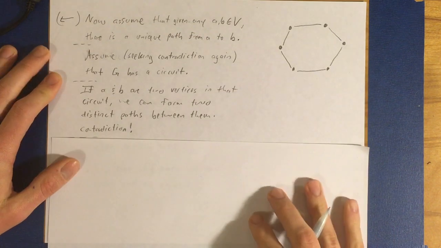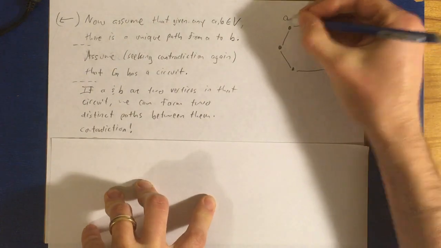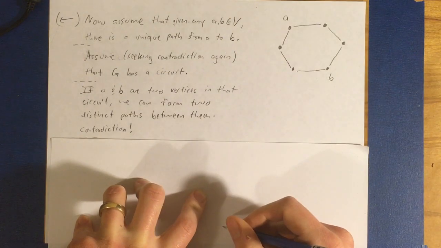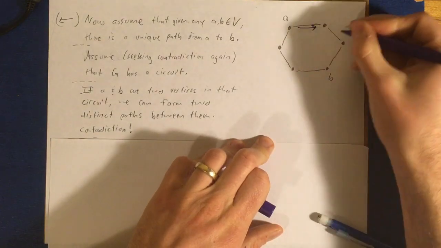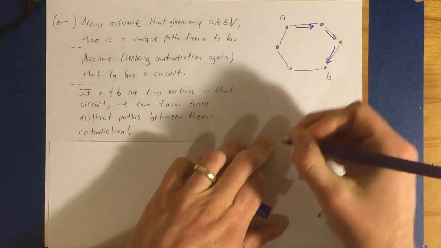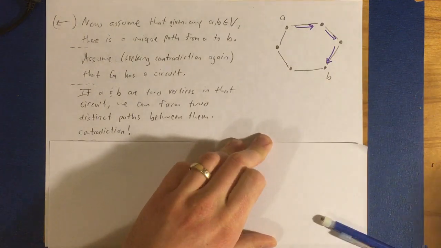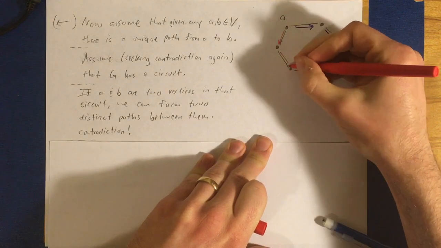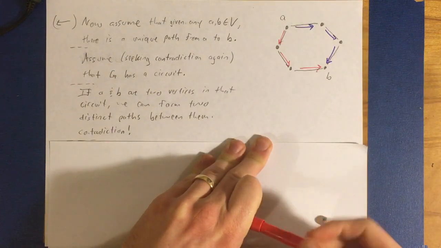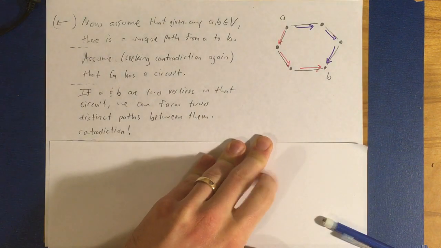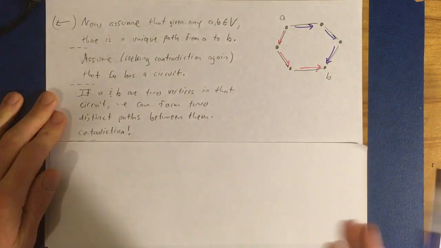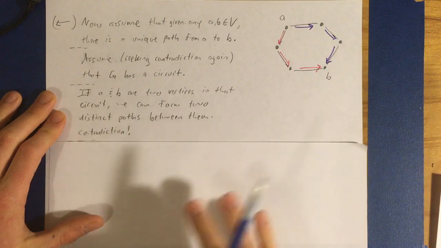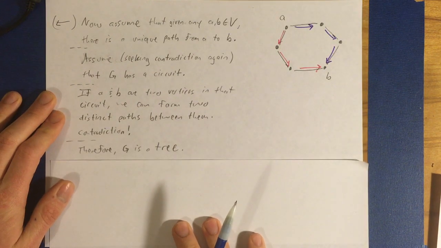So now, if A and B are two vertices in that circuit, let's say A is over here and B is over here, then we can form two distinct paths between A and B by going in different directions around the circuit. So you see we can go this way, or we can go the other way. Let me do a different color. And form two distinct paths between A and B. But that contradicts our assumption that paths between vertices must be unique. So that's also a contradiction. That shows that a circuit can't exist in this graph, and therefore G is a tree.